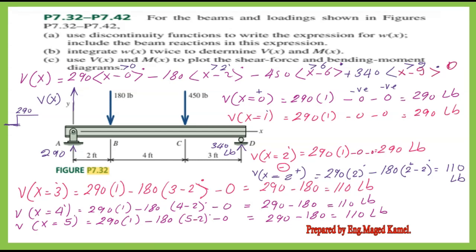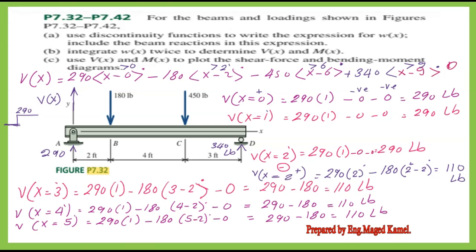We consider x equals 4 feet, so V of x at 4 equals 290 multiplied by (4 minus 0) raised to the power of 0, minus 180 multiplied by (4 minus 2) raised to the power of 0, minus 450 multiplied by (4 minus 6) raised to the power of 0. The last term will be considered 0. So we have 290 minus 180 minus 0 equals 110 pounds.